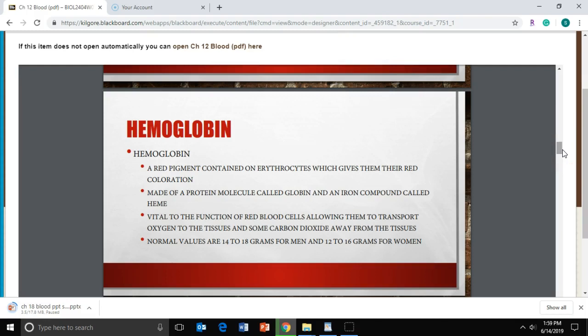What I want you to know about hemoglobin is it is a red pigment that's contained inside of the erythrocytes and gives them the red color. And it's made of a protein molecule we call globin. And also in the middle of that, there is a heme group with a central iron. And so iron is very important in the transport of oxygen. Oxygen actually binds to the iron in the middle of the heme.